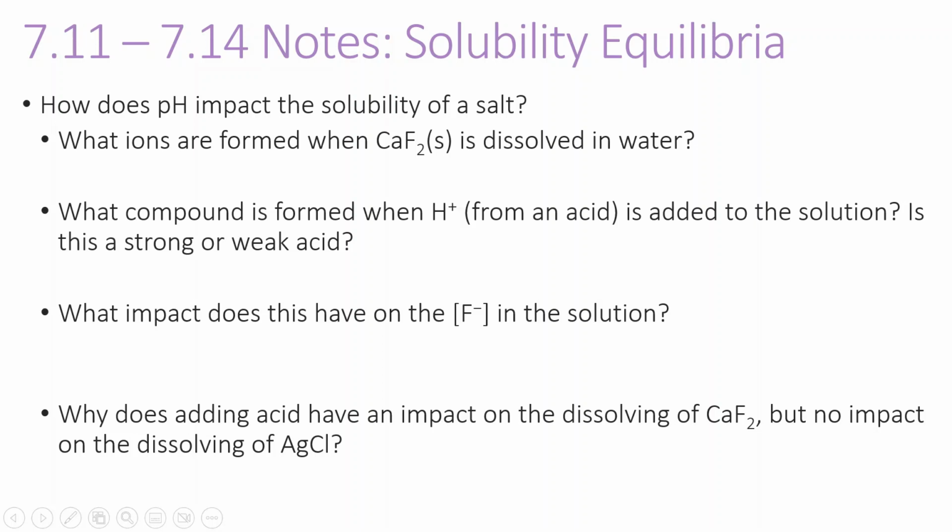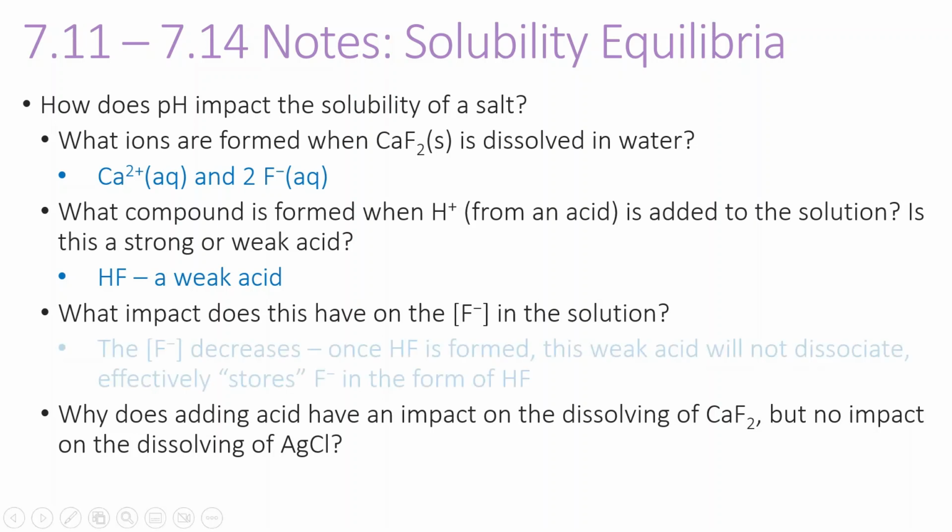How does pH impact the solubility of a salt? So when calcium fluoride is added to water, we're going to form some calcium and 2 fluoride ions. That's going to be their ratio because of the stoichiometry. Now, if we add some H plus from an acid to this solution, we're going to form HF, which is a weak acid. What that means is that the F is being stored in the form of HF.